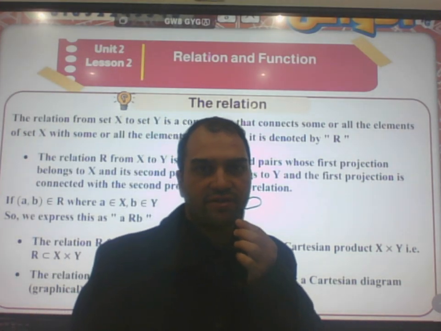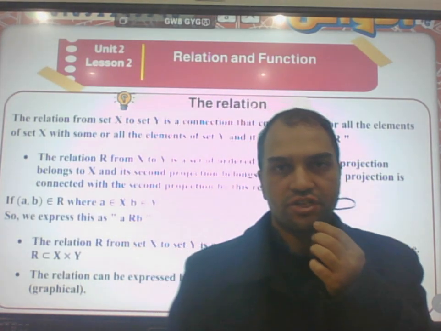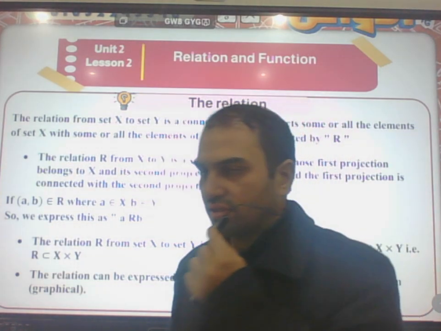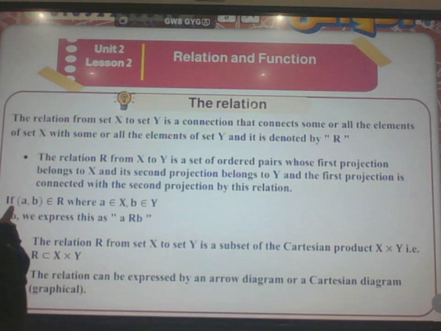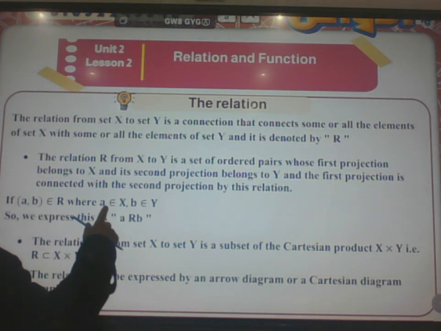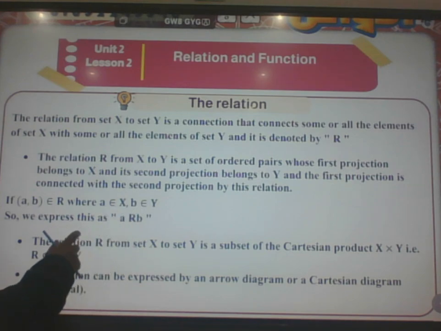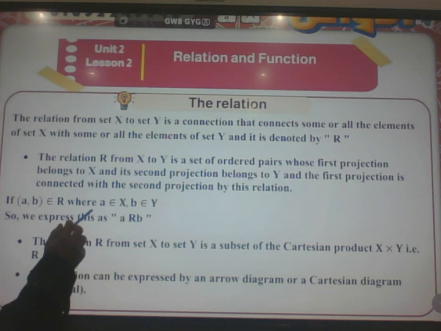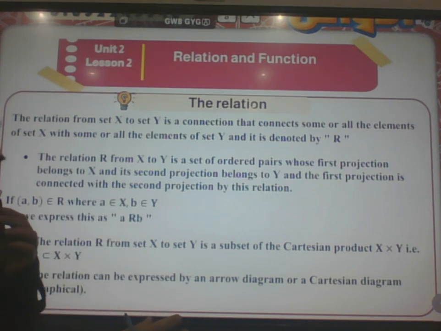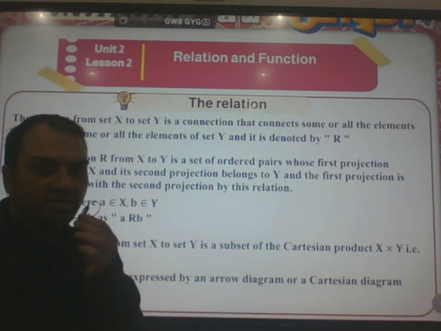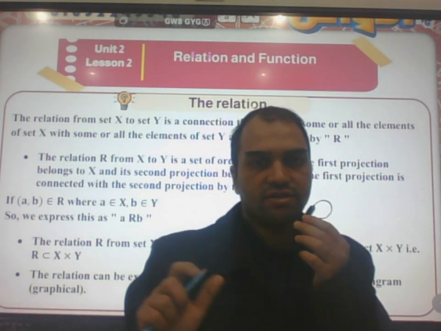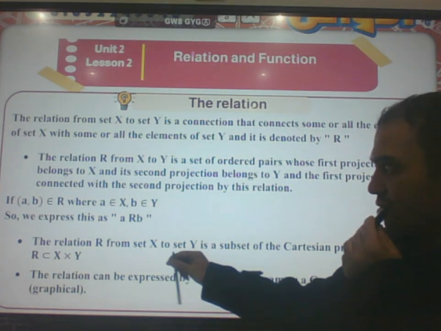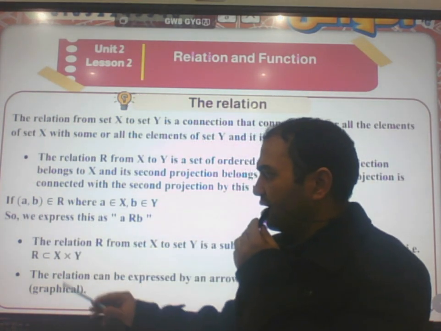Prep 2. Today we'll explain lesson number 2, relations of function. If we have the ordered pair (a, b) belonging to R, a belonging to X and b belonging to Y, we call this the relation between a and b. The relation R is written like this: R equals, and inside brackets, groups of ordered pairs like (a, b).